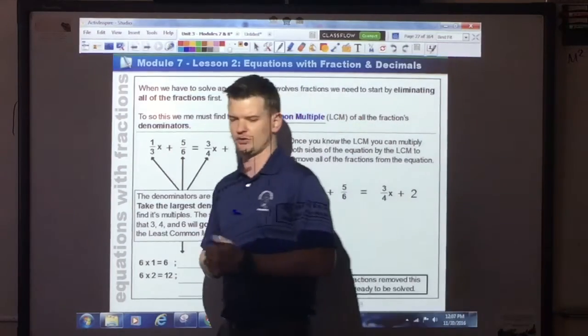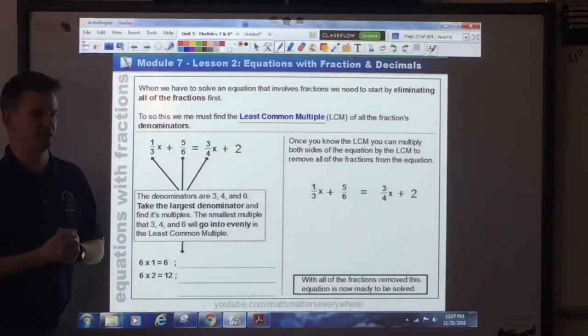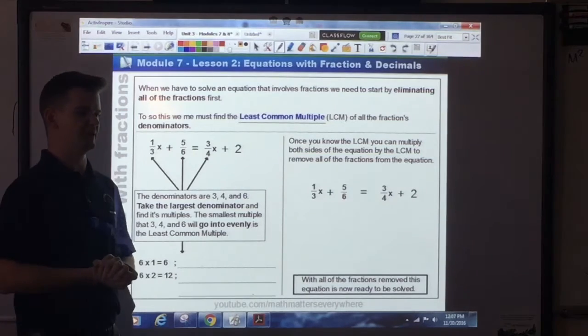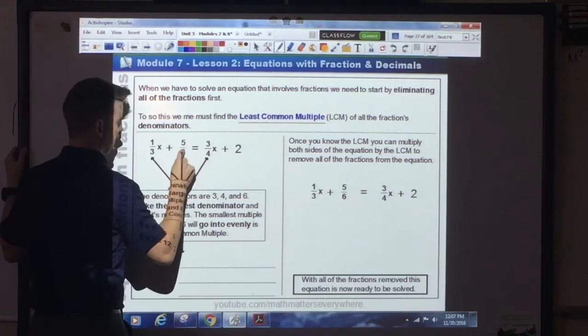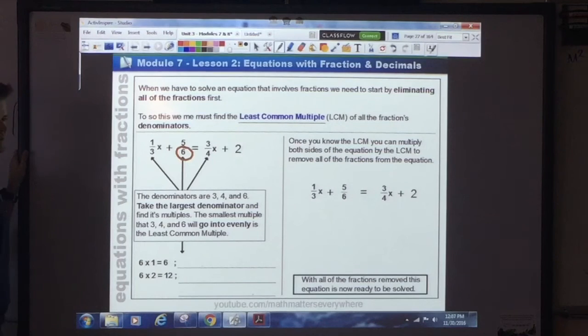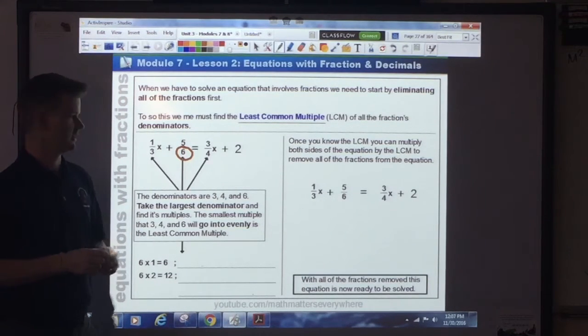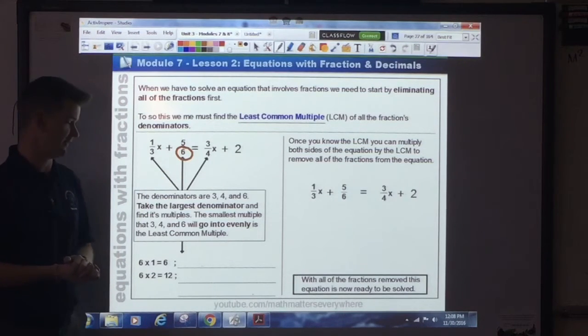There's a lot of ways you can do that. The easiest, quickest way is to do this. Look at the denominators. Which one is the largest? 6. So if you want to find the LCM super fast, you take the largest denominator, 6, and you find its multiples. What do I mean by multiples? I mean you multiply it by 1. What is 6 times 1? 6. Then we ask ourselves a very simple question. Does 3 go into 6 evenly without a remainder? Yes. Does 6 go into 6 evenly without a remainder? Yes. Does 4 go into 6 evenly without a remainder? No. So we have to keep going.